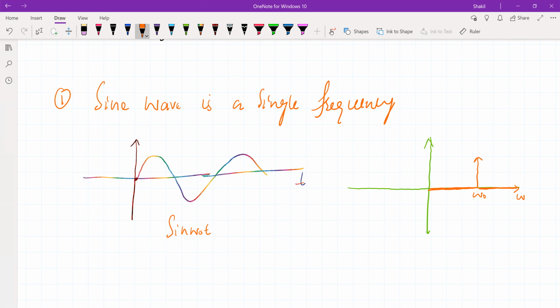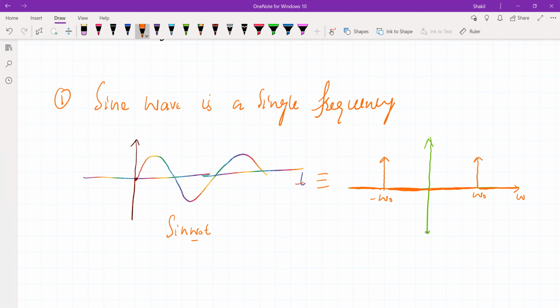It means it has one frequency in it. For mathematical convenience we also plot the negative frequency spectrum, and this will be at minus omega, and the rest of the negative frequencies will be zero. That's the literal meaning of a single frequency. The Fourier transform of a sine wave is simply an impulse at omega, and that omega is omega naught.